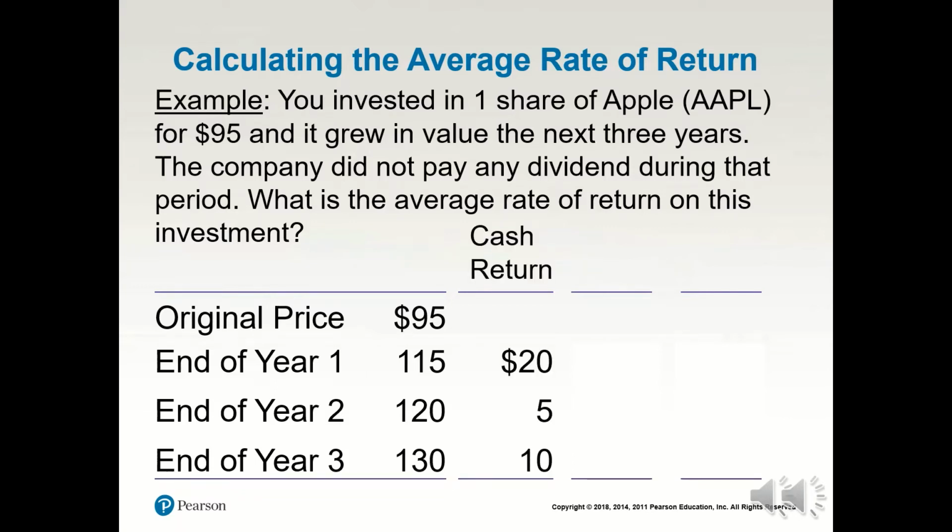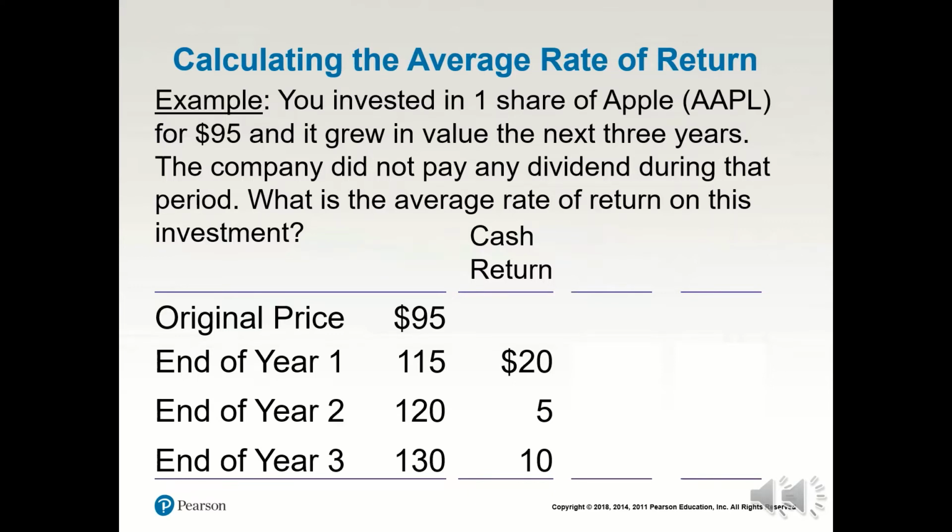You'll remember that at the end of year 1, our cash return was $20. That's the difference between the original price of $95 and the amount that it was valued at the end of year 1, which was $115. Now let's say by the end of year 2, the shares were valued at $120 apiece. That gives us an additional $5 cash return. And at the end of year 3, it goes up again to $130, which reveals a $10 cash return for year 3.